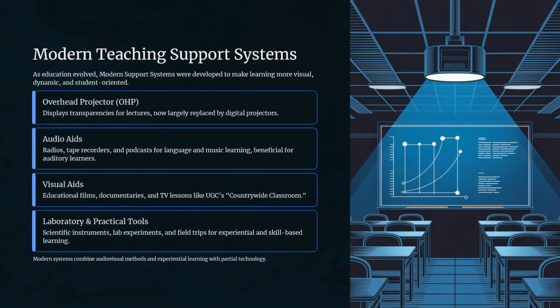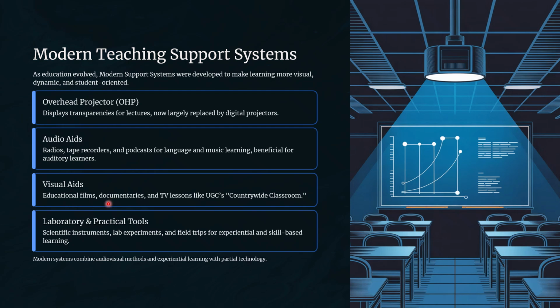Our next topic is modern teaching support system. The first one is overhead projectors or OHP. It is used to display transparencies during teaching. Today it has largely been replaced by digital projectors. The next one is audio aids. It includes radio, tape recorders and podcasts. These are particularly useful for language and music learning.